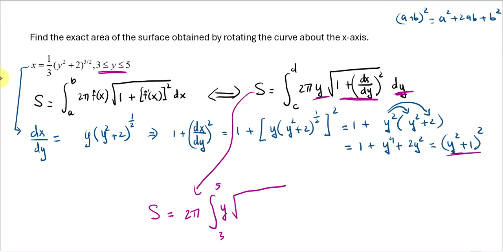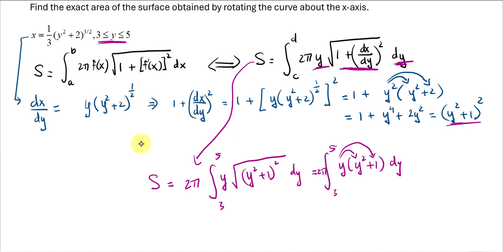We just got that right here. So it's y squared plus 1 and then squared, and then dy. And you can see that we have the square root and the square, so you can cancel that and get just y squared plus 1. And now it is becoming a very simple calculation. It's just a simple power rule. So I have to simplify one more step. Multiply the y inside, so y cubed plus y, and then dy.